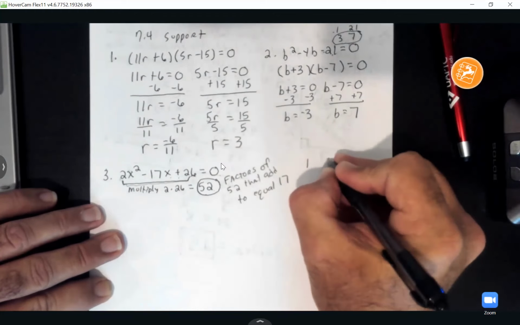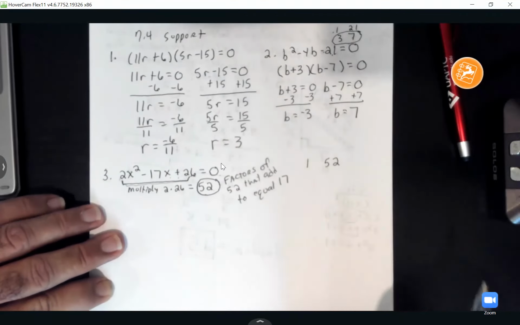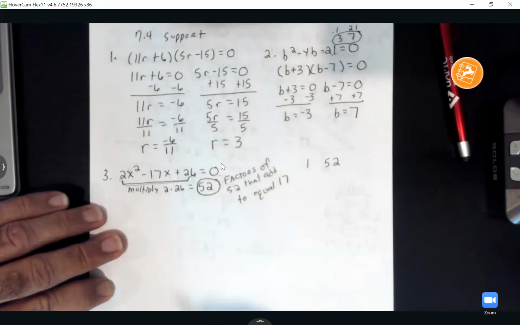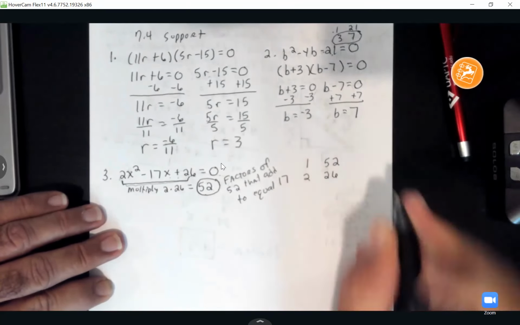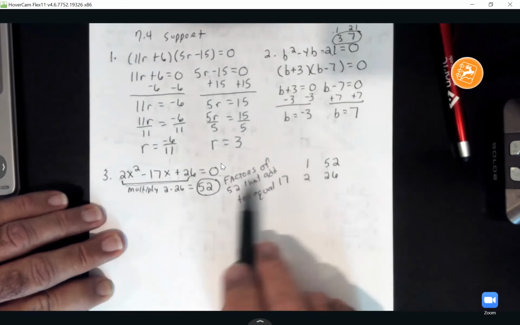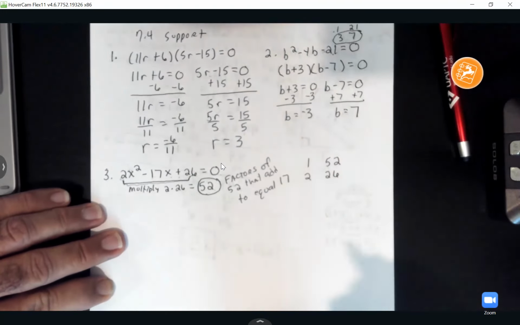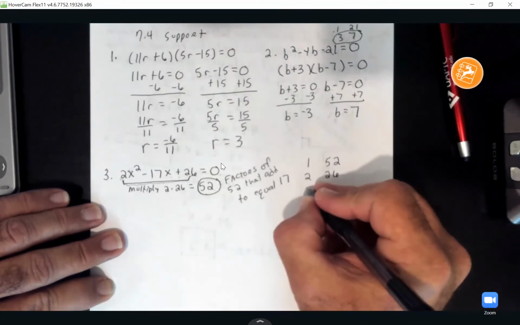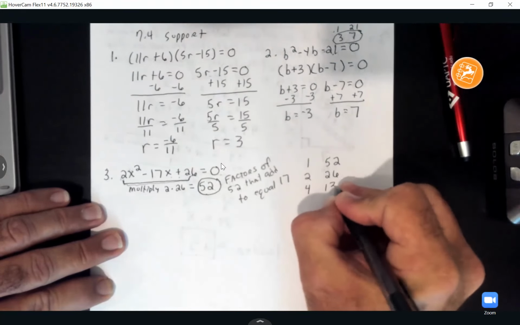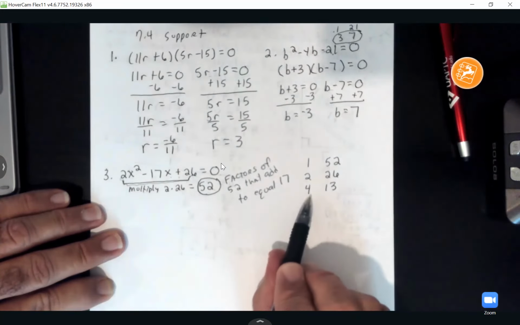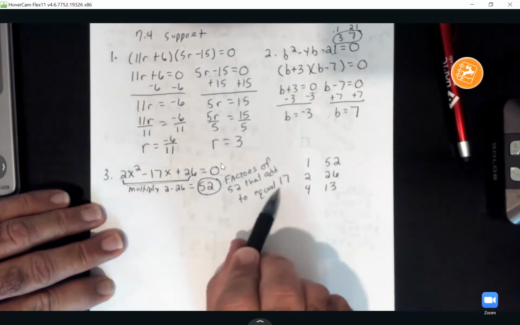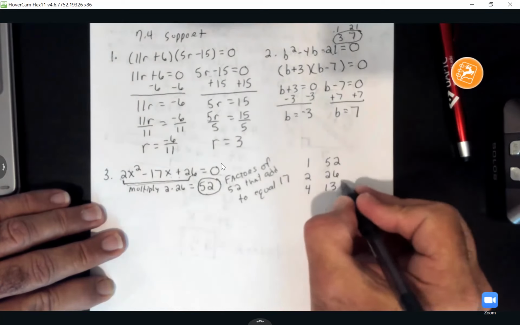So y'all, let's find some factors of 52. We got 1 times 52. Those don't add to get me 17. I got 2 times 26. Well, y'all, those don't add to get me 17. So what's next? 4 times 13 equals 52. And y'all, guess what? 4 plus 13 equals 17.